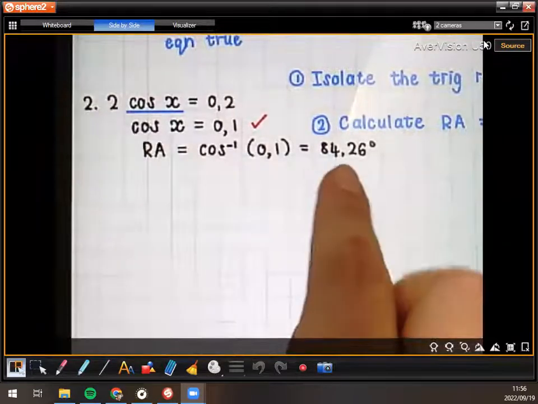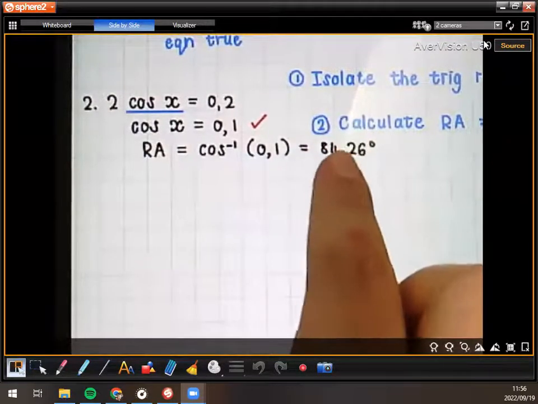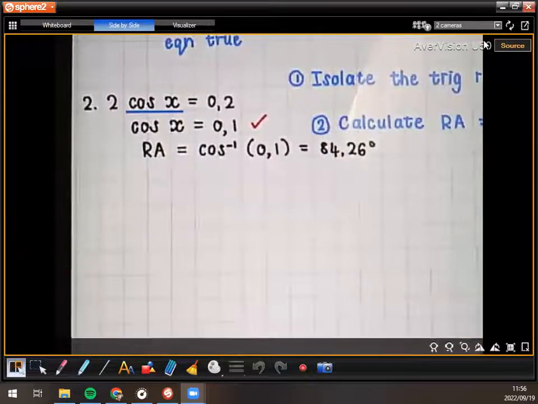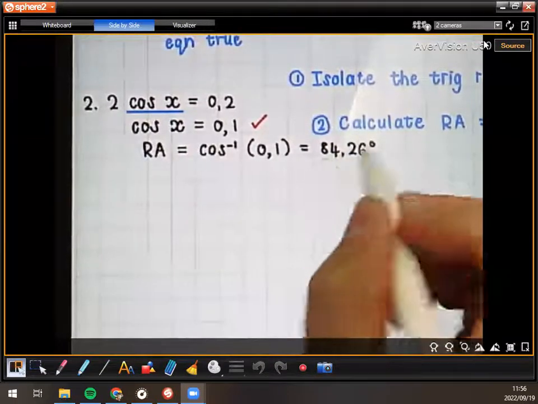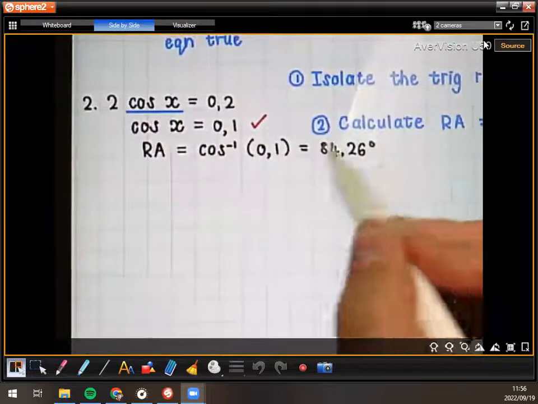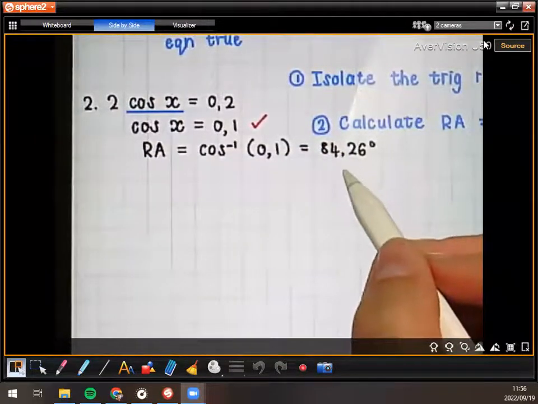Now, guys, this is actually going to be the first value. Remember on that graph, there was one value here and then another one, right? So the first value where cos was equal to 0,1 is 84,26. But then there was a second one.